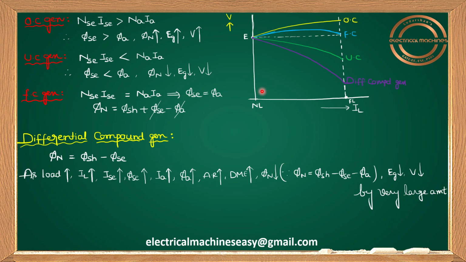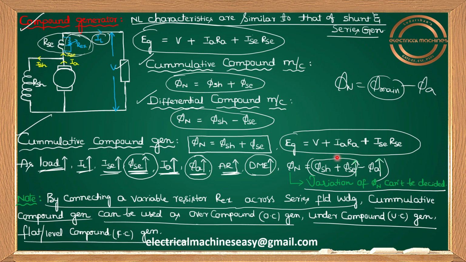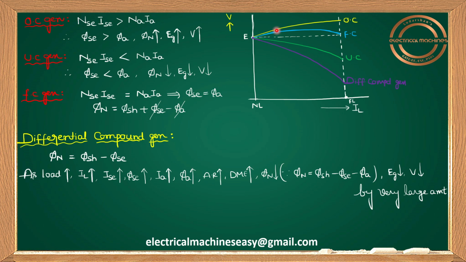But between no load and full load, what's happening here? Your curve is increasing and it is coming back once again to the E value. So that means, in this region, I maintained phi SC more than phi A. Whenever phi SC is more than phi A, your net flux will increase, and your V will be increasing here. So once again, it will come back like this. Okay, so there is no need to bother about between no load and full load.